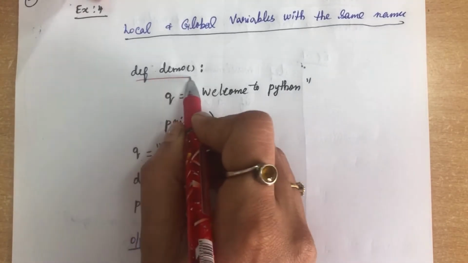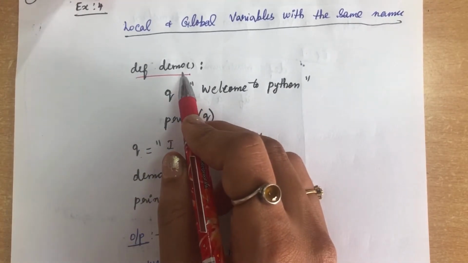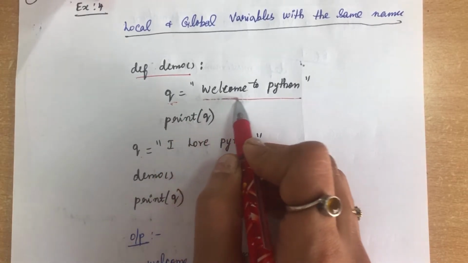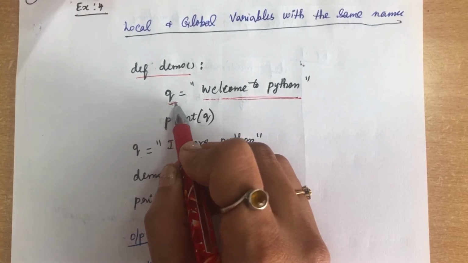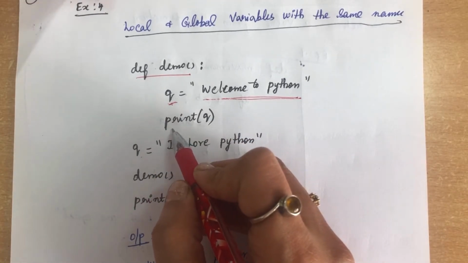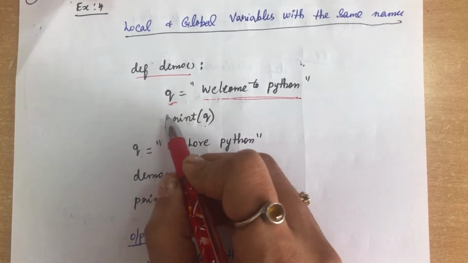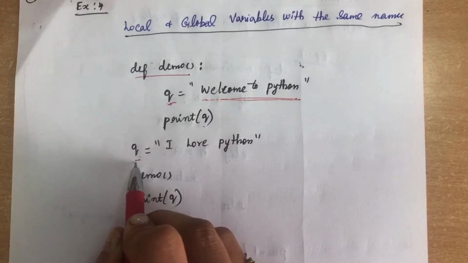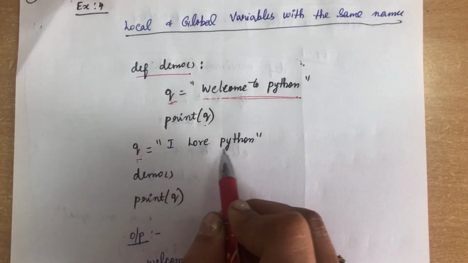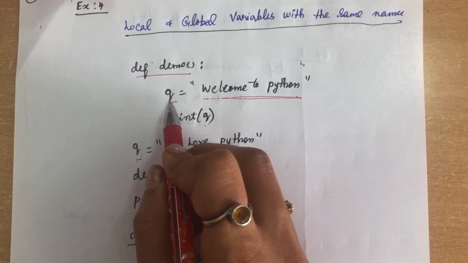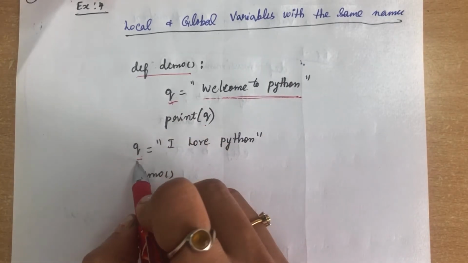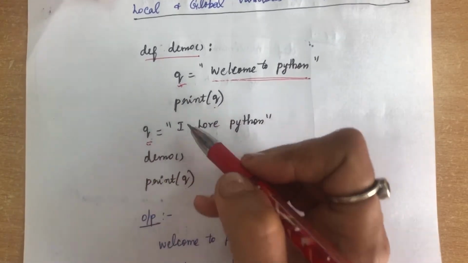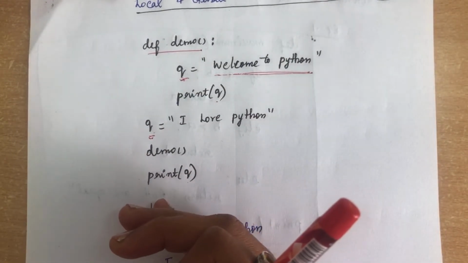So here I have defined a demo function, inside which I'm declaring a variable called q, and I'm going to store the words "welcome to Python" in the variable q. In the next line, I'm going to print q. Coming back to the main program, here I'm declaring the same variable outside the function: q is "I love Python". So here you can see that both the local variable and the global variable are declared with the same name, q.